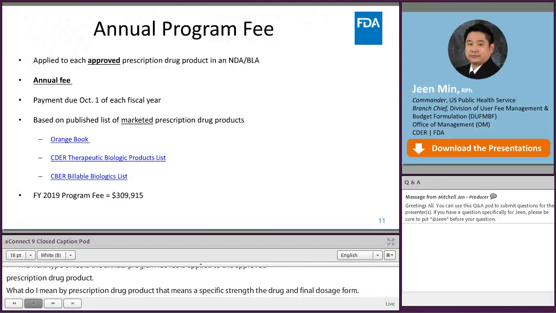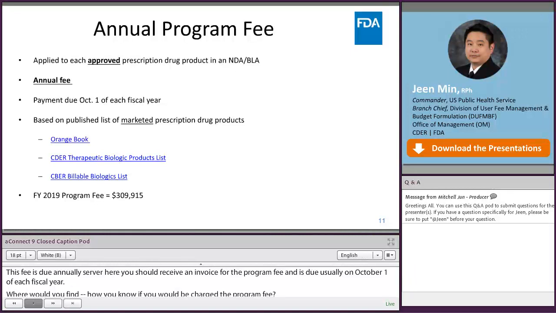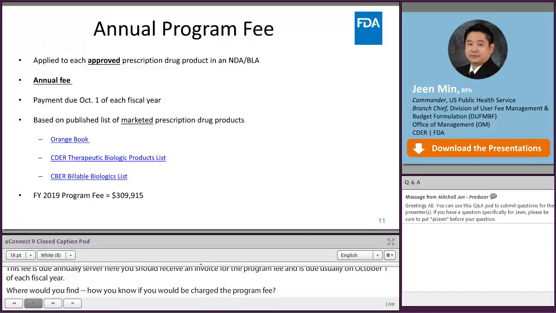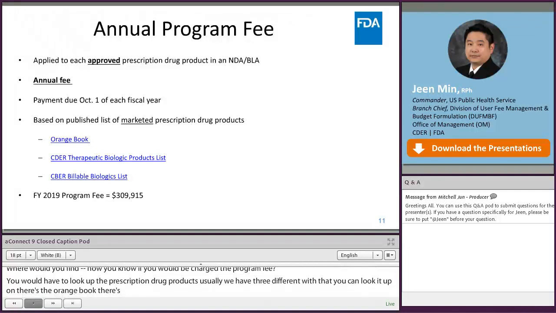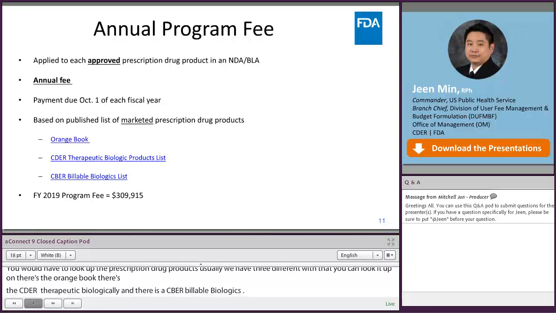Now, where would you find these? How do you know if you would be charged a program fee? Well, you would have to look up the prescription drug products. Usually, we have 3 different lists that you can look it up on. There's the Orange Book, there's the CDER Therapeutic Biologic Product List, and there's the CBER Billable Biologics List. This is all available online for your view. Important thing to remember, if you are on the marketed section of one of these lists, as of October 1st, you will be charged a program fee unless you move it to the discontinued section.